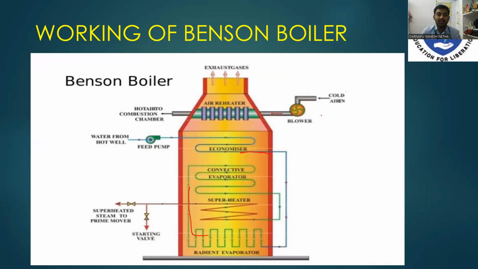By this diagram we can know what is going on in the Benson boiler. First the water comes from the feed pump to the economizer, to the radiant evaporator, then the radiant evaporator to the convective evaporator, then the evaporator to the superheater, and the superheater to the steam turbine.